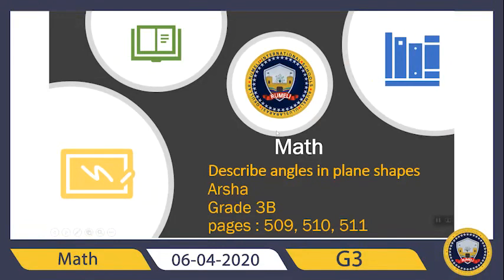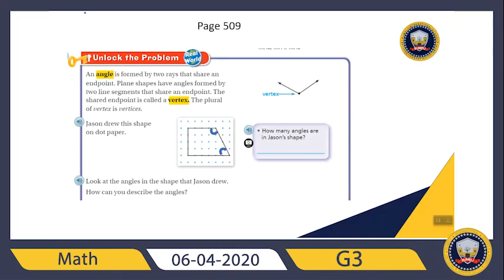Hello guys, open your math book, go to page 509 and let's describe angles in plane shapes. Let's begin with our topic. To unlock the problem, we say an angle is formed by two rays that share an endpoint. Two rays are making an endpoint, which is called an angle. This angle is made by linking two rays.